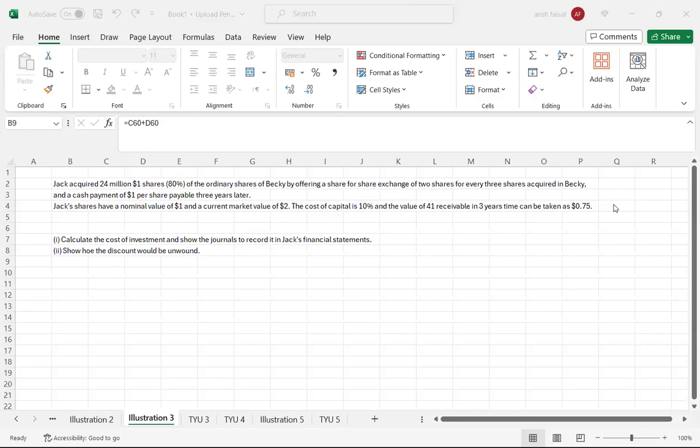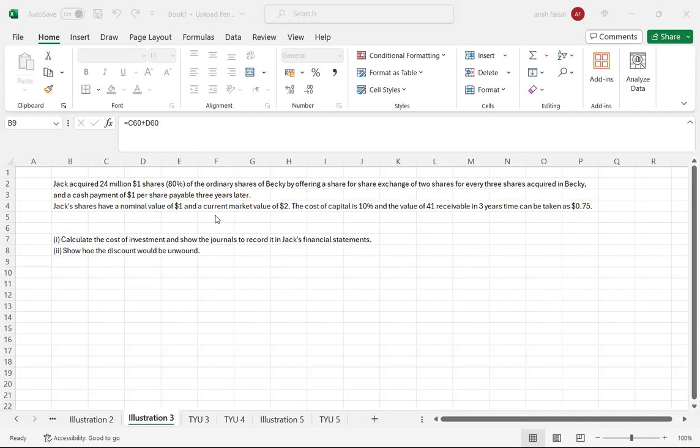In this video, we'll be discussing how to calculate the cost of investment, which the parent company records in its financial statements, and it will be used for the calculation of goodwill value too. Okay. So in this case, Jack acquired 24 million $1 shares, which is 80% of the ordinary shares of Becky company by offering a share for share exchange.